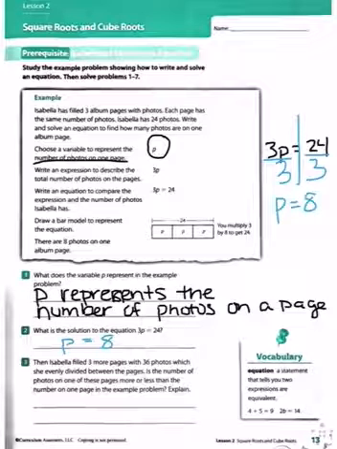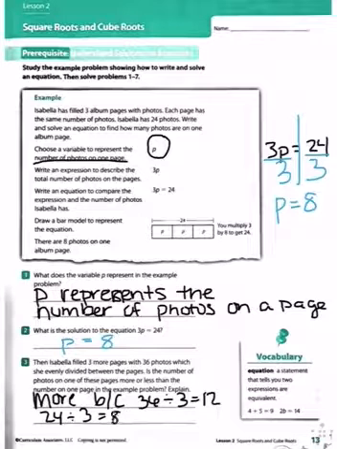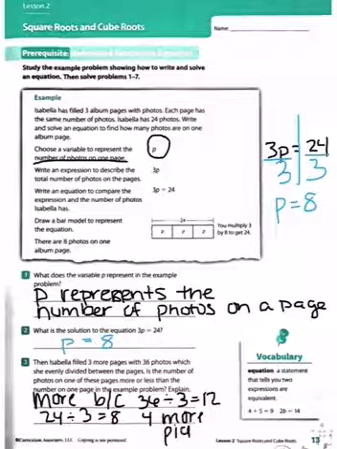Number 3. Then Isabella filled 3 more pages with 36 photos, which she evenly divided between the pages. Is the number of photos on one of these pages more or less than the number on one page in the example problem? Explain. The answer is more, because 36 divided by 3 is 12, but 24 divided by 3 is 8. So there are 12 pictures on the other pages. These pages have 4 more pictures on them. 4 more pictures per page.